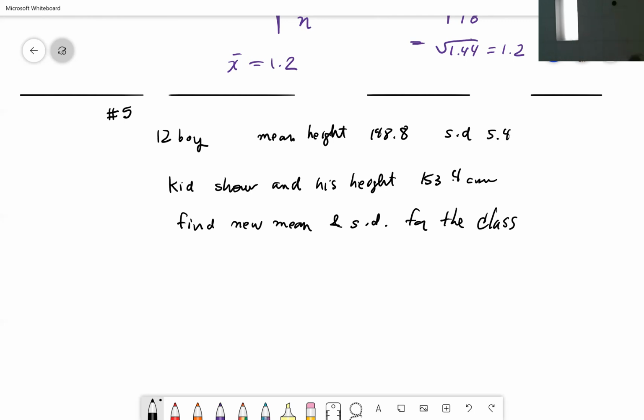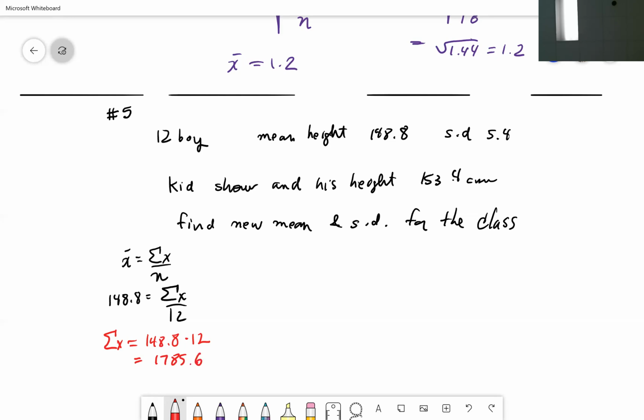And so here's what I would do. I would just say, okay, x bar equals the sum of x divided by n. So originally, the mean height was 148.8, and it equals the sum of x divided by 12. And now you can find that the sum of x equals 148.8 times 12. So 148.8 times 12 is 1,785.6.